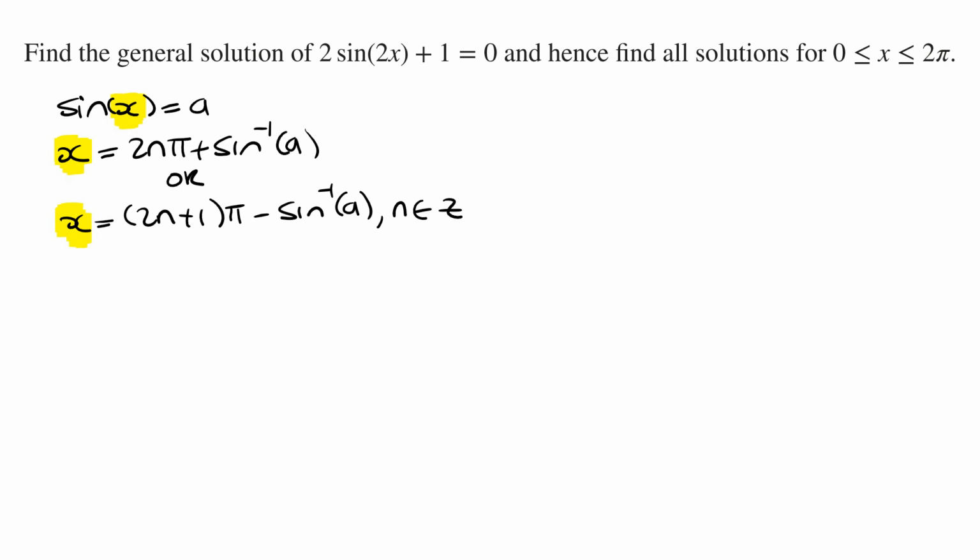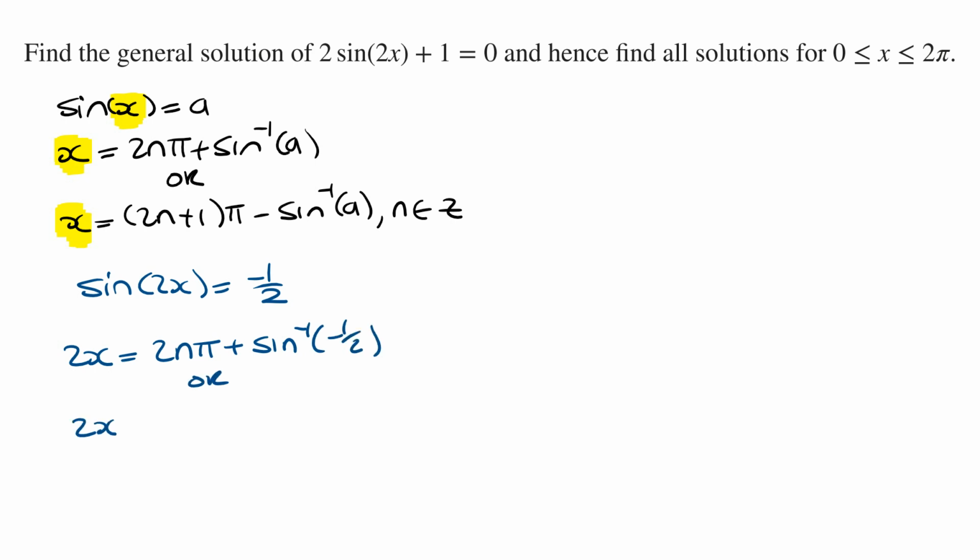And so looking at the equation we've got, we need 2 sine 2x plus 1 is equal to 0. To solve for general solutions, the first thing we need to do is make sine 2x the subject. And so rearranging this, we're going to get sine 2x is equal to minus a half. And so inside the brackets, we have 2x. And so applying the formula, we're going to get 2x is equal to 2n pi plus sine inverse of minus a half, or 2x is going to equal (2n plus 1) times pi minus sine inverse of minus a half, where the value of n is an integer.